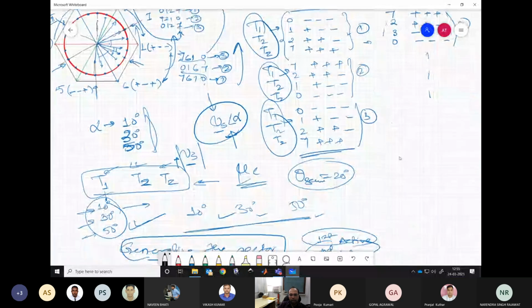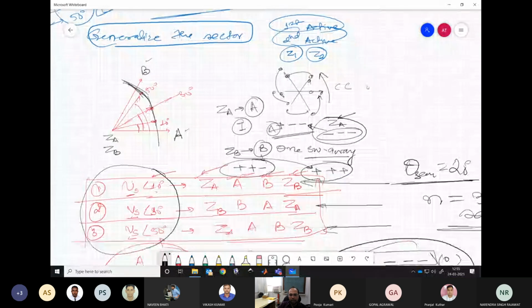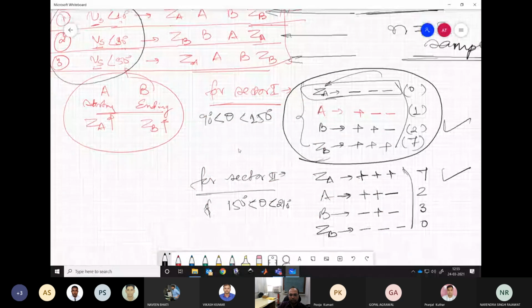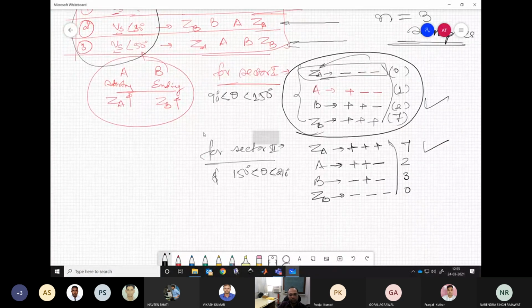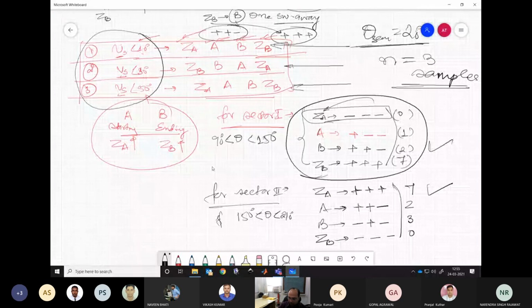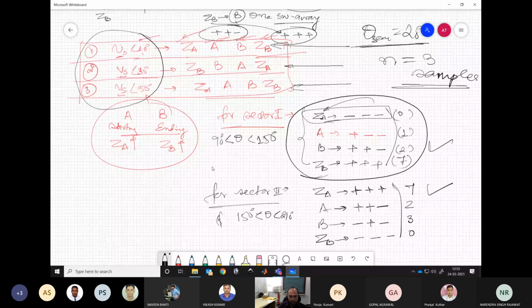So then sampling we can start tomorrow, and some more things related to the conventional space vector PWM. And then we will go more into the details of how good this is and what more we can do with this space vector and other things. Is that all right? Yes, sir.